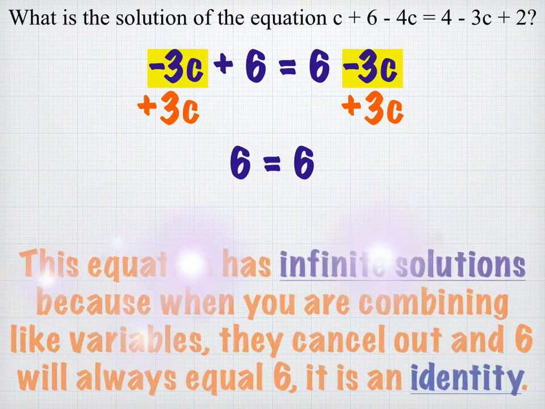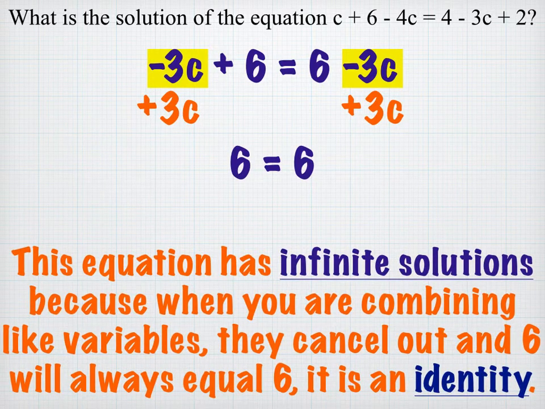This equation we're going to say has infinite solutions because when you are combining like variables, they cancel out and 6 will always equal 6. Anytime you have something equal to itself, it's going to be called an identity. And anytime you're left with an identity, you're going to have infinite solutions. What that means is that I can choose any value to plug in for c, and the equation will always be true. I could plug in 0, I could plug in 1,000,000, I could plug in negative 3,976, right? And the two sides of the equation will always be equivalent.